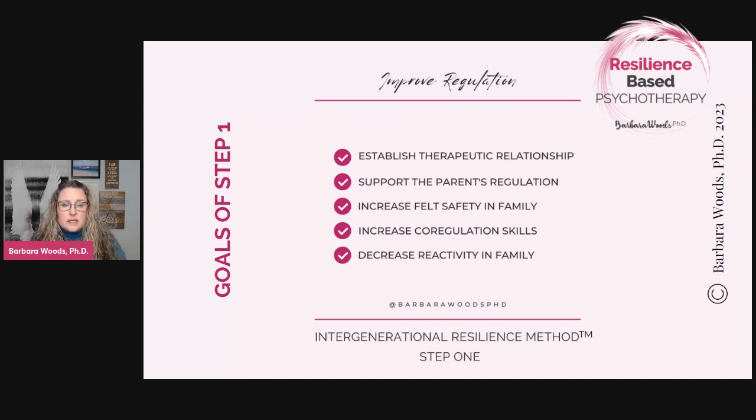So when the parent is better regulated, there's an increase in the felt safety in the family. And that felt safety is the experience of being connected and feeling safe in a relationship. It's a really deep right brain experience that people may not be able to put words to, but they kind of know when they feel it. And the reason this is so important is this is really part of attachment, and it's part of co-regulation as well. So these are all building blocks that all need to be there.